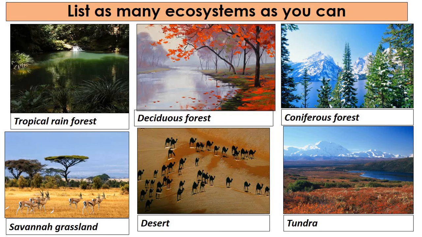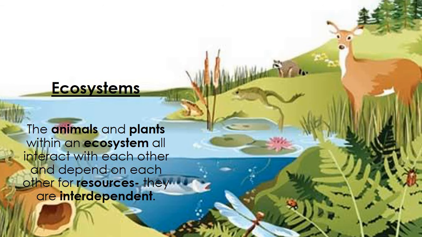And of course, within those ecosystems, we have specific habitats, and because of the demands of those ecosystems, there will be different organisms that are able to survive and thrive within those habitats. So again, the ecosystem, the animals and plants within an ecosystem all interact with each other, and we call that interdependence.